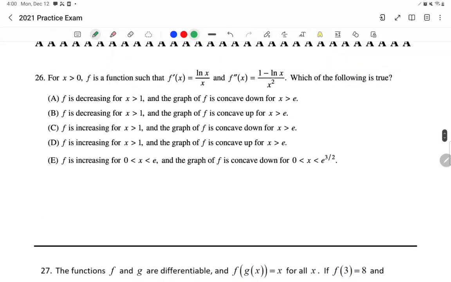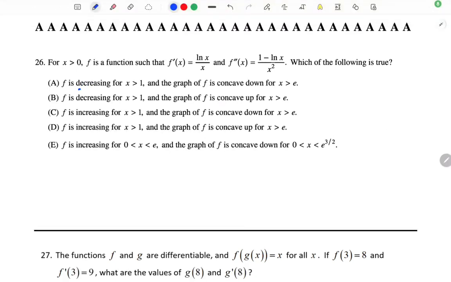All right, for x greater than 0, we have f prime of x equals ln of x, and f double prime equals (1 minus ln of x) over x. Which of these must be true? F is decreasing when x is greater than 1. So basically, on here, these words like decreasing, increasing, and then concave down and concave up.